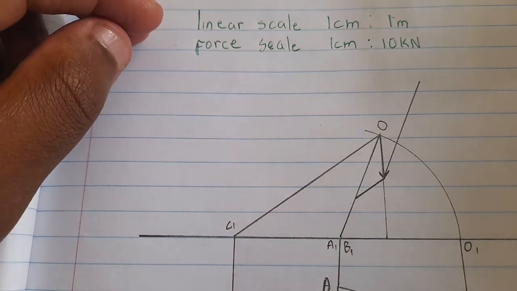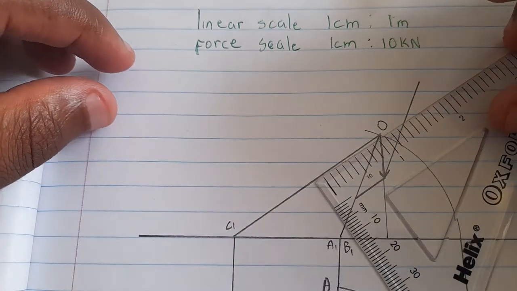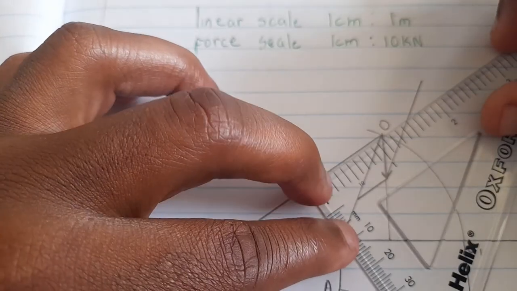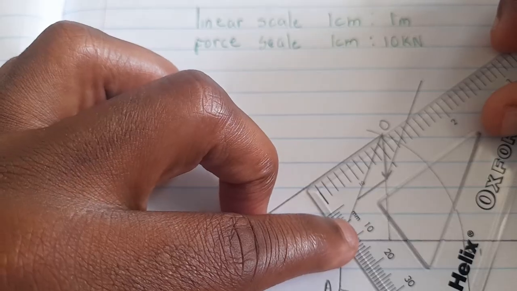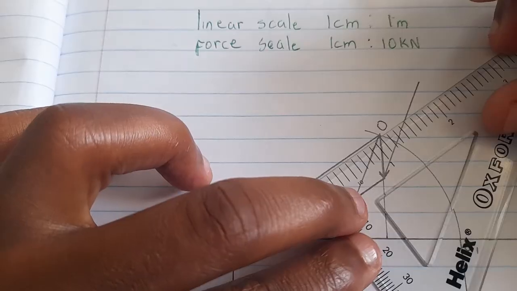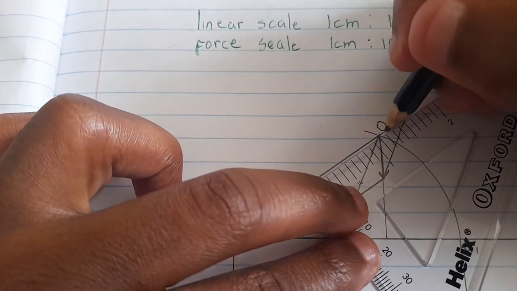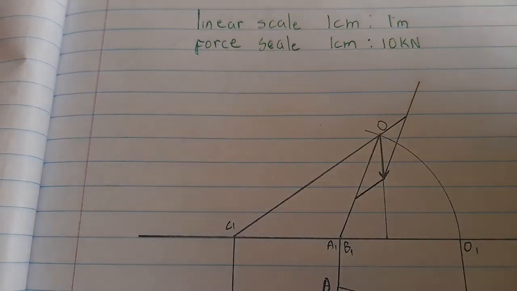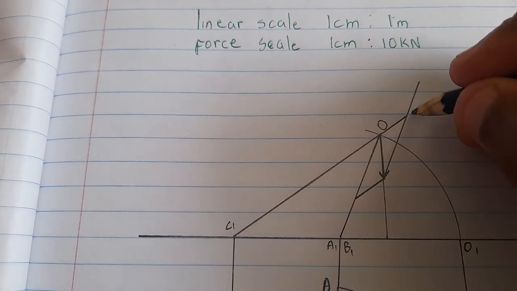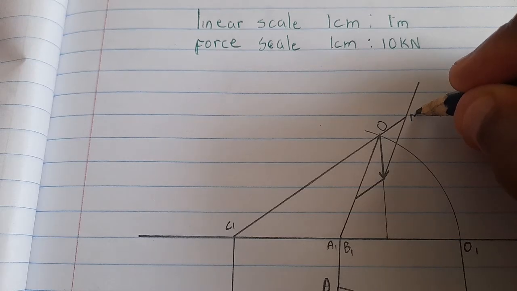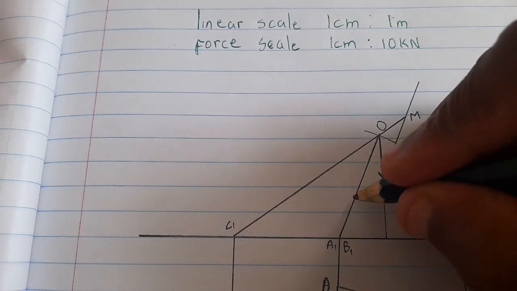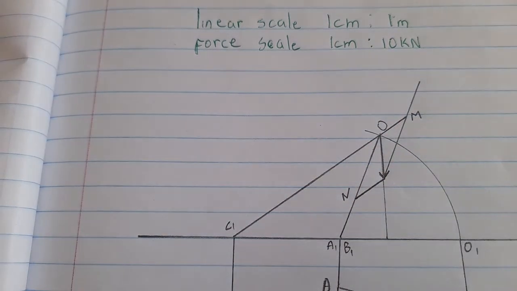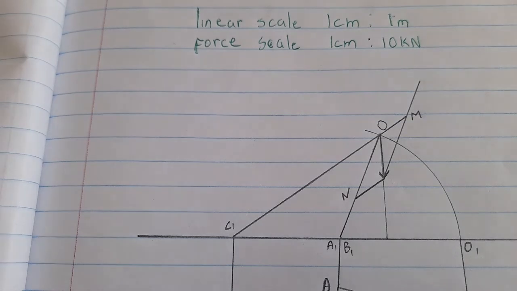Now what you want to do is to extend your line, your leg, beyond just for calculation purposes. So you just go and place your ruler there and then extend it until it hits that line that you drew. Okay, so where these lines meet, let's call it M. And then here, where they meet here, let's call it N. Okay, now what I want you to know is this.